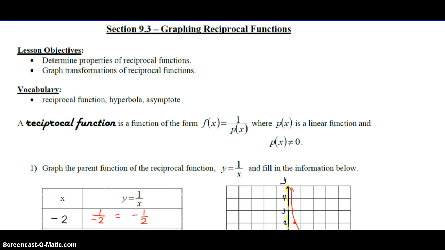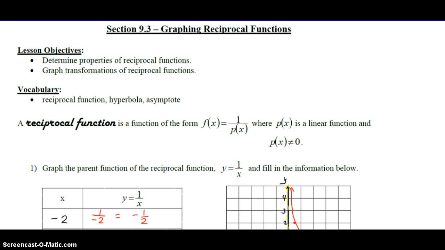So I just wanted to get you through the part of 9.3 that you missed. The learning objectives are: determine properties of reciprocal functions and graph transformations of reciprocal functions. Vocabulary: reciprocal function, hyperbola, and asymptote.